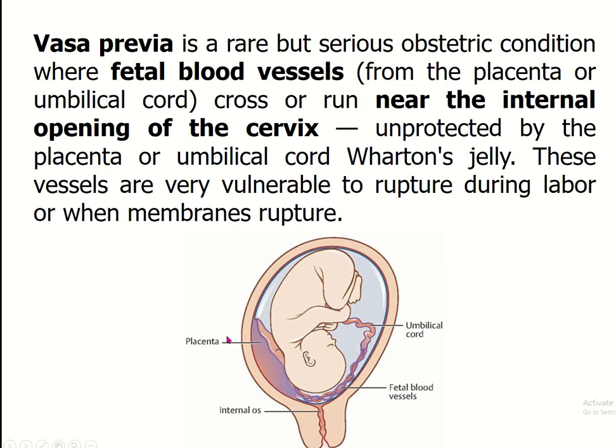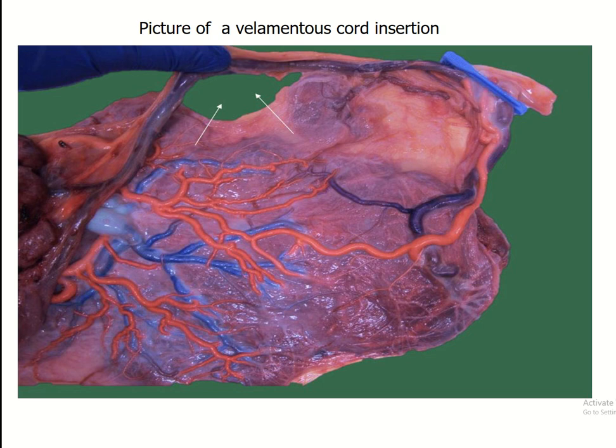Vasa previa is a rare but serious obstetric condition where fetal blood vessels from the placenta or umbilical cord cross or run near the internal opening of the cervix. Unprotected by the placenta and umbilical cord Wharton's jelly, these vessels are very vulnerable to rupture during labor or when membranes rupture. This is a picture showing filamentous cord insertion.